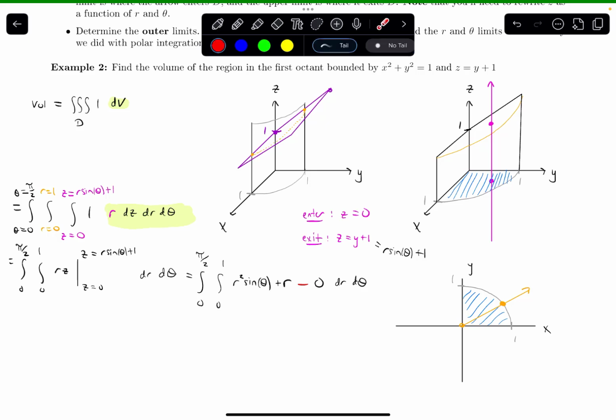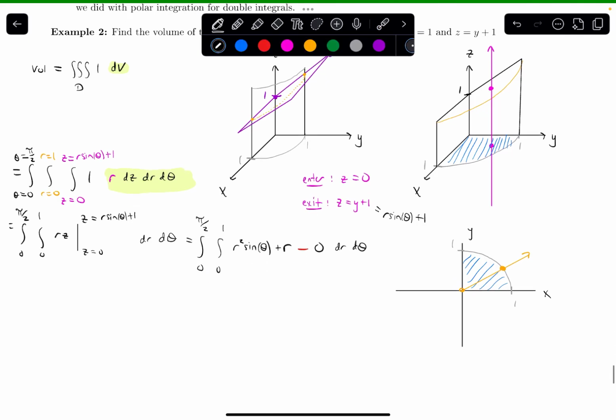So next up, I'm trying to do the integral with respect to r as the variable, so I'm thinking of theta as a constant. That's going to give me my outer integral from 0 to pi over 2, and then I'll get r cubed over 3 sine theta plus r squared over 2. Then I'm going to plug in r equals 0 and r equals 1, and have that d theta on the outside.